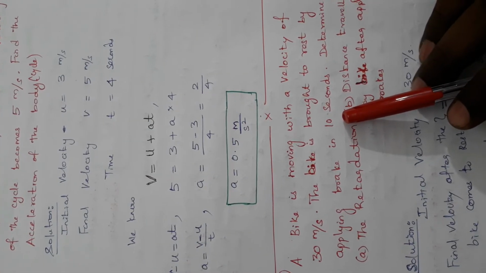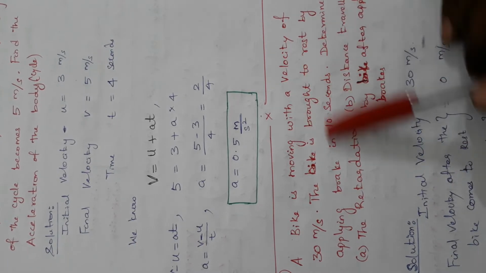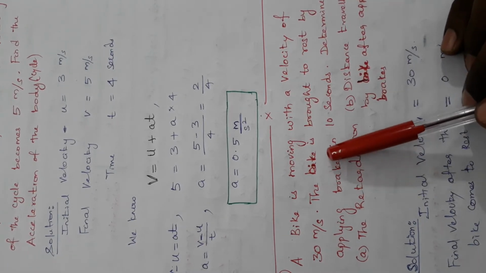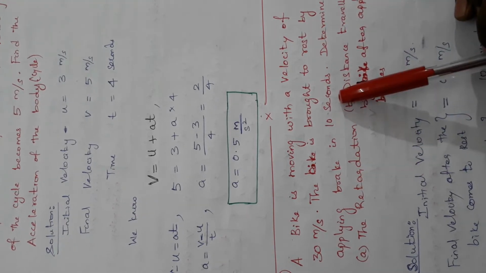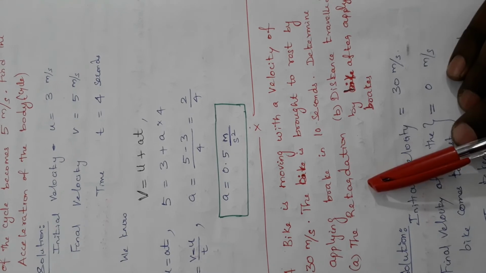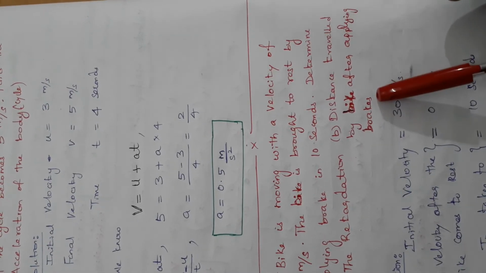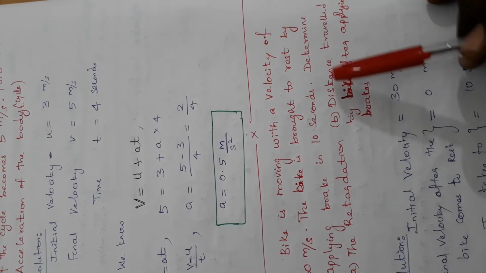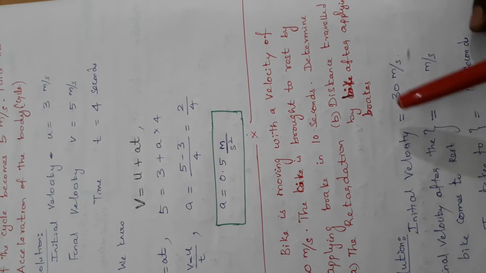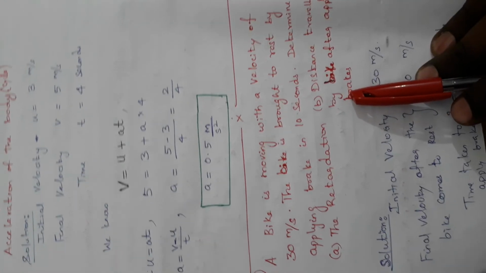Now we will see the second problem. A bike is moving at a velocity of 30 meters per second. The bike is brought to rest by applying brakes in 10 seconds. Determine the retardation and the distance traveled by the bike after applying the brakes. We have to find 2 things, the retardation and the distance traveled by the bike after applying the brakes. Now in this we will see what values come into the problem.